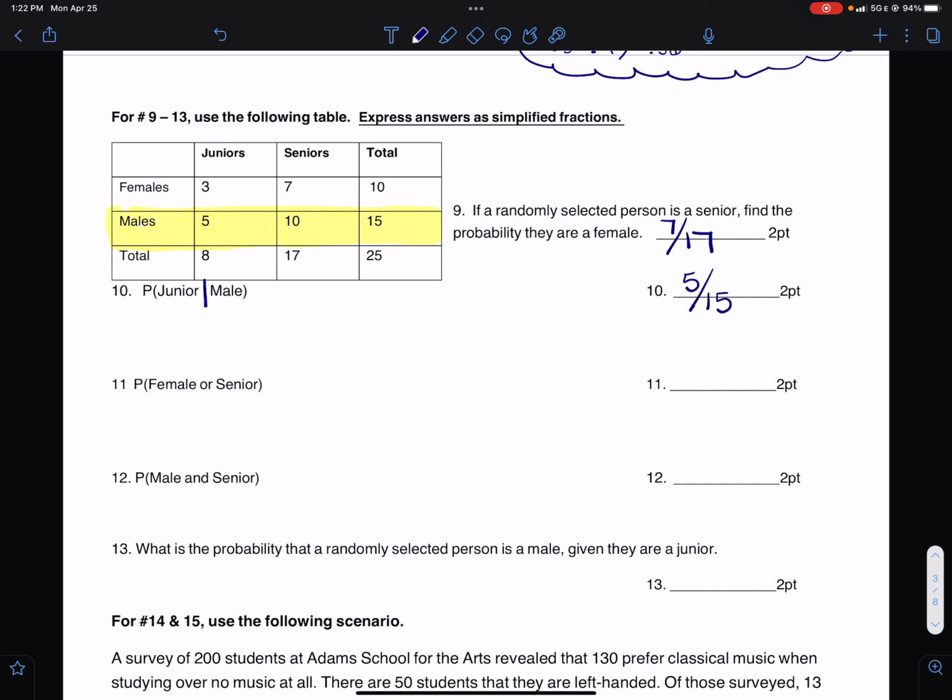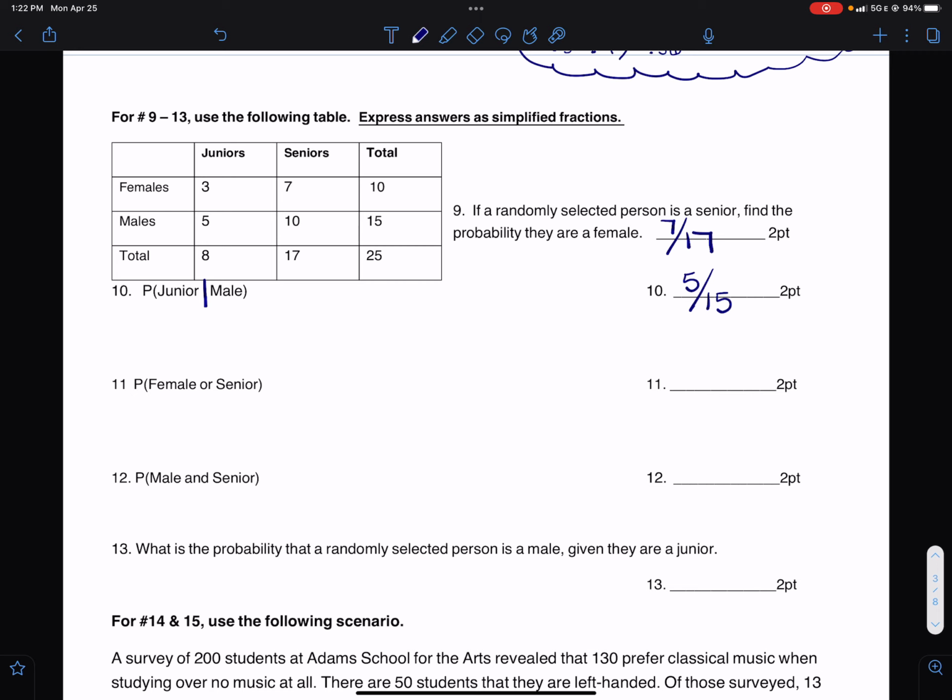Probability of female or a senior. Now, this one has no given. It is saying that they are going to be female or a senior. So there's 2 ways to do this. One way is with the formula. The second way is just looking at the table. I'm going to practice with the formula because that's what most of you seem to understand during class. Then I will go over just looking at the table.